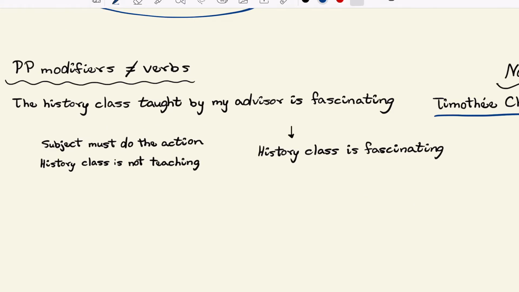Past participle modifiers are not verbs. For example, "The history class taught by my advisor is fascinating." You would think that "taught" is the verb, but it's not, because the subject must do the action for it to be a verb. And the subject in this case is the history class. And it doesn't make sense to say that the history class is not teaching or the history class is teaching.